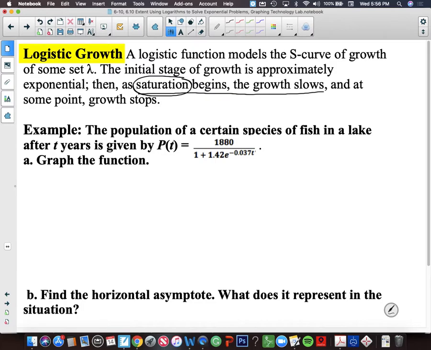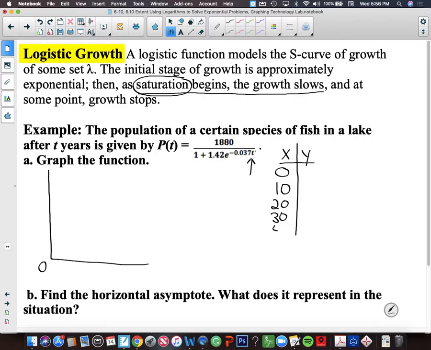So for this first one, what you're going to want to do is make a graph. We have fish in the lake here. I'm just going to set it up and I'll come back to it later. What I would do is make an XY chart. The little t, we're going to plug into that t and see what we get. For your XY chart, I would probably go by tens: 0 years, 10 years, 20 years, 30 years, 40 years, and then maybe 100 to see where it starts to approach, and maybe 200 if you wanted to, but I'll come back to that.